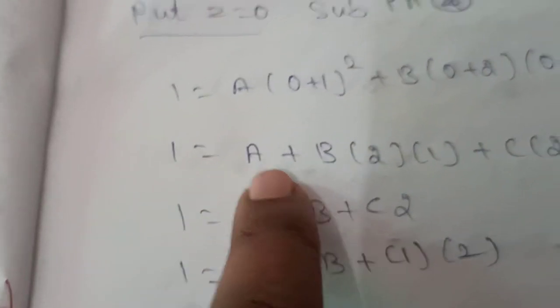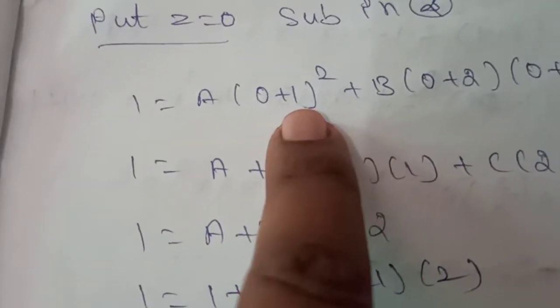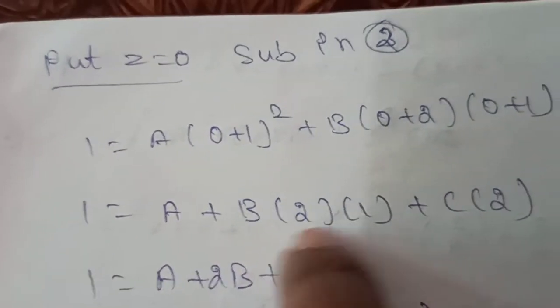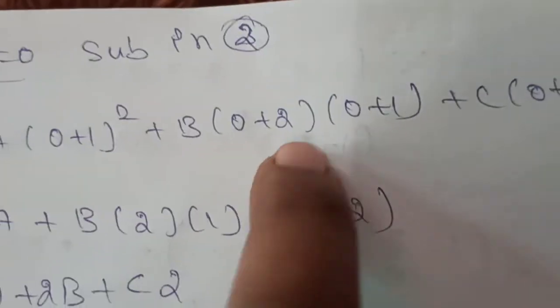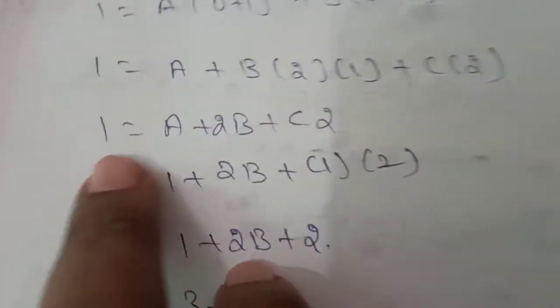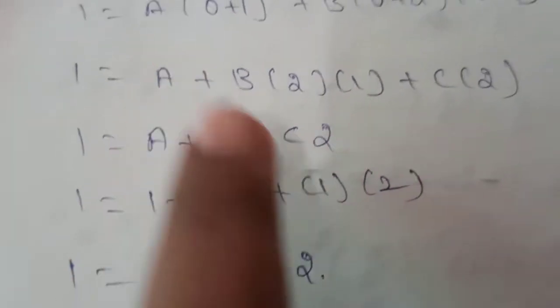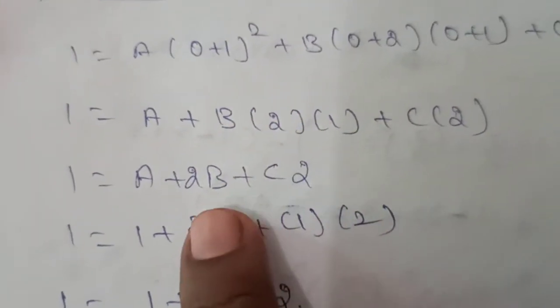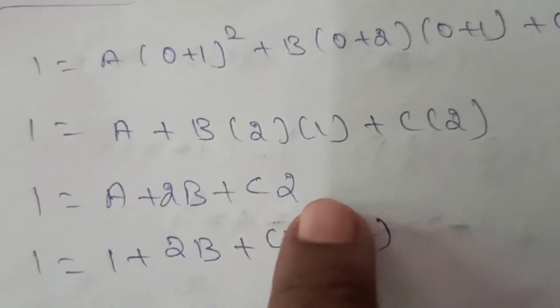That is 1 equals a into 1 the whole square, which becomes 1, plus b into 2 into 1, plus c into 2. So 1 equals a plus 2b plus 2c.